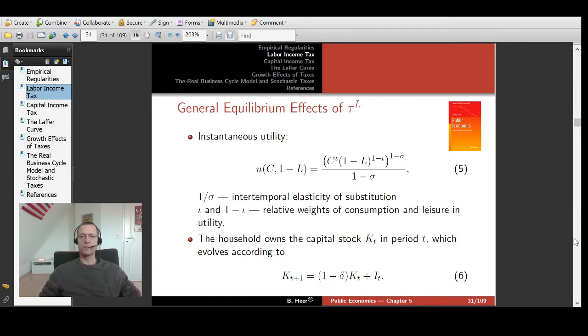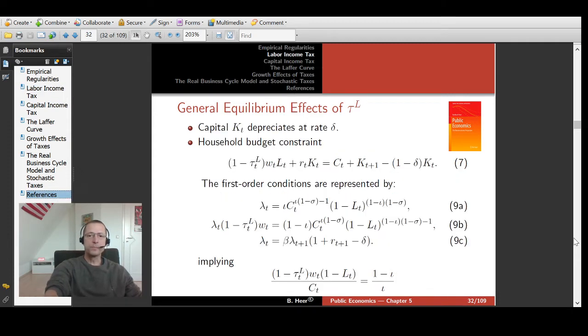1 over sigma denotes the intertemporal elasticity of substitution, and households own the capital stock and accumulate it according to equation 6. So the capital stock increases with investment I_t, which is equal to savings, and is reduced by depreciation delta times K_t. The household budget is given by equation 7.